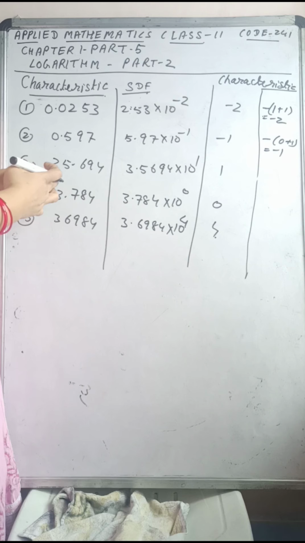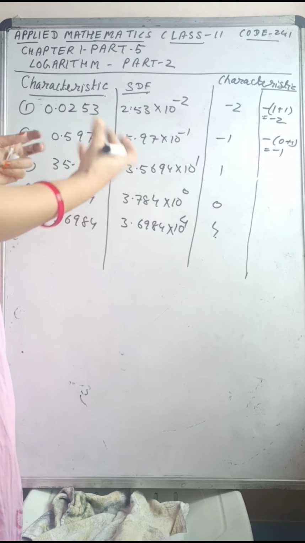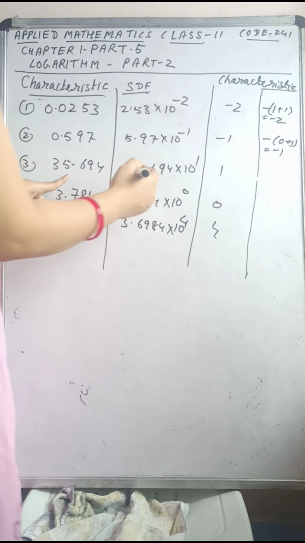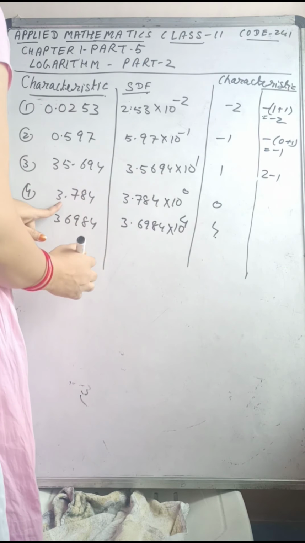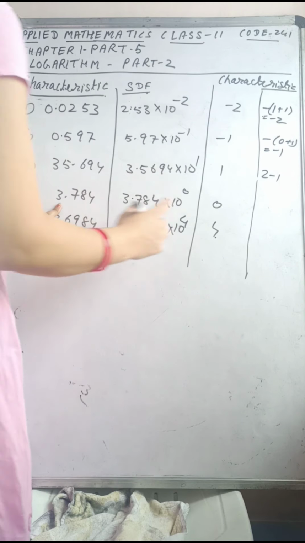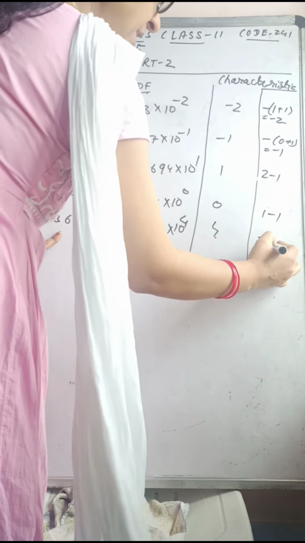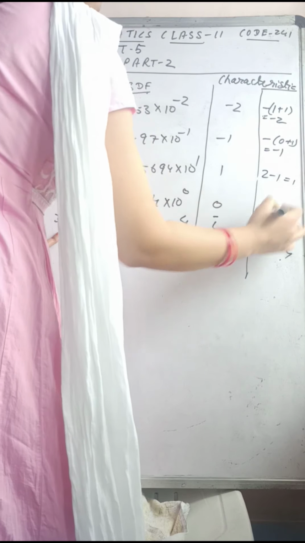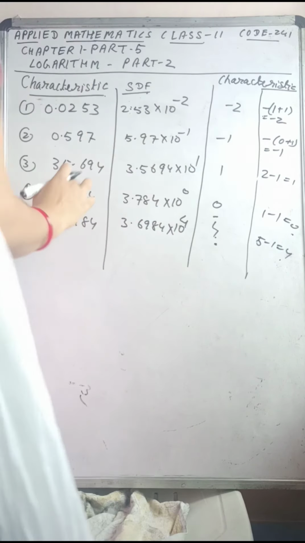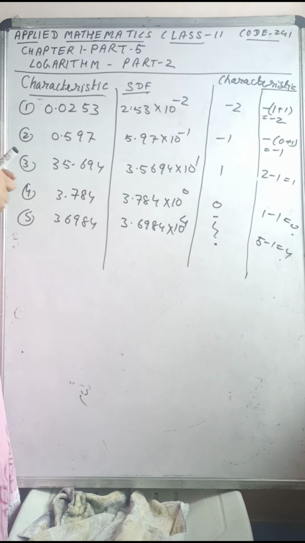Over here the number is greater than 1, so the characteristic will be equal to the number of digits minus 1, simply n minus 1. So over here the number of digits before the decimal is 2, so 2 minus 1 is 1. Over here the number of digits before the decimal is 1, so 1 minus 1, we subtract 1. And over here 1, 2, 3, 4, 5, so 5 minus 1 equals 4, and 0. So you can see these are all the same. By inspection, or by converting to standard form or scientific notation, we can find the characteristic. Now let us move to mantissa.